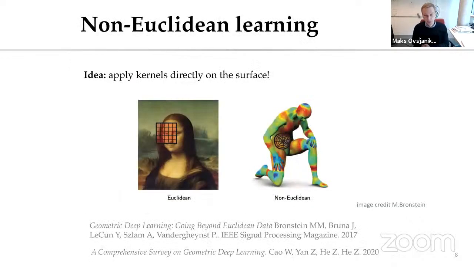Now, for me, the story of this kind of non-Euclidean learning starts with the works of Michael Bronstein and his colleagues. There's a wonderful survey that was published in 2017 on geometric deep learning, and there's a more recent updated version by other authors, also on more recent techniques in geometric deep learning. And the problem is this, right? We all know how to do learning on, for example, images. You have these powerful convolutional neural networks. And when you're dealing with non-Euclidean data, such as non-rigid surfaces, you have to do something else, right?